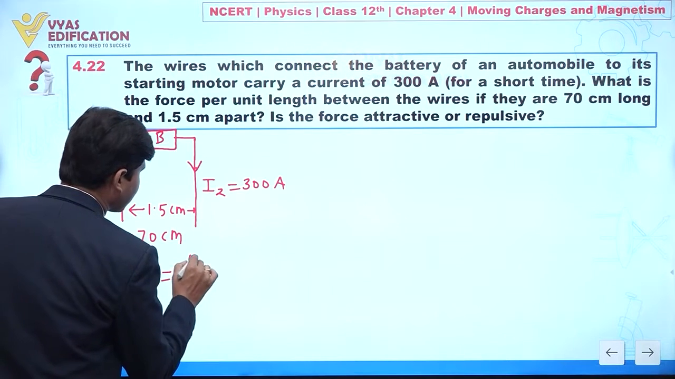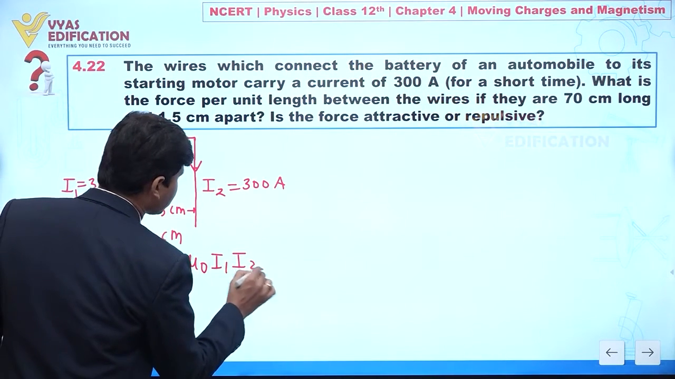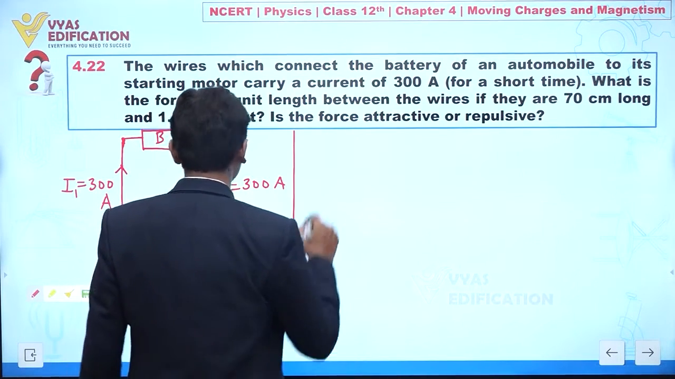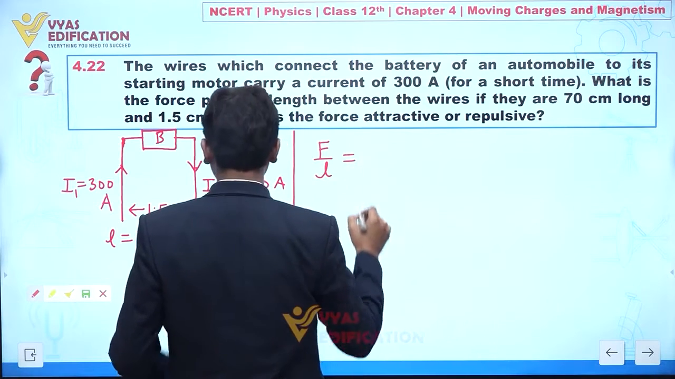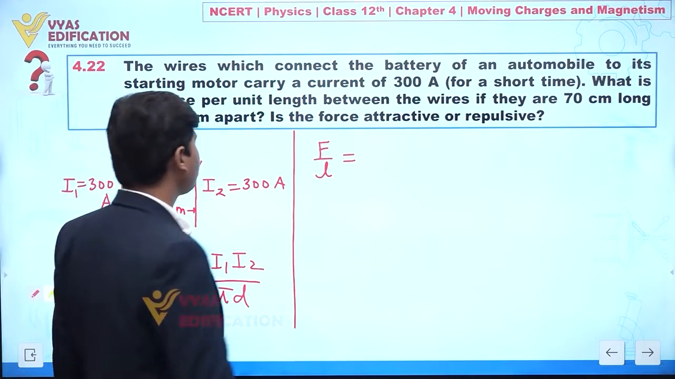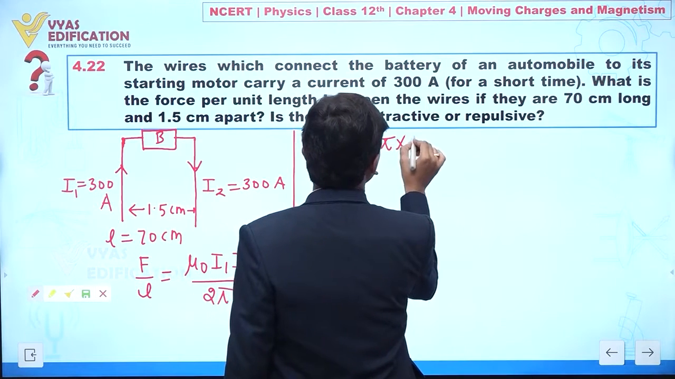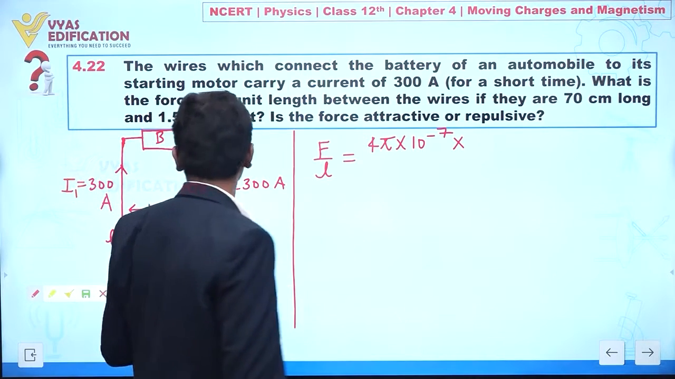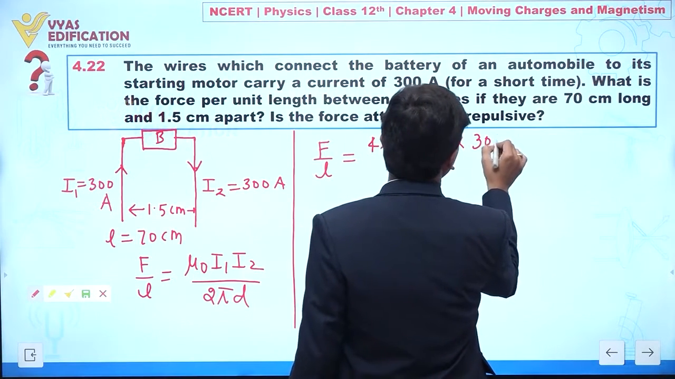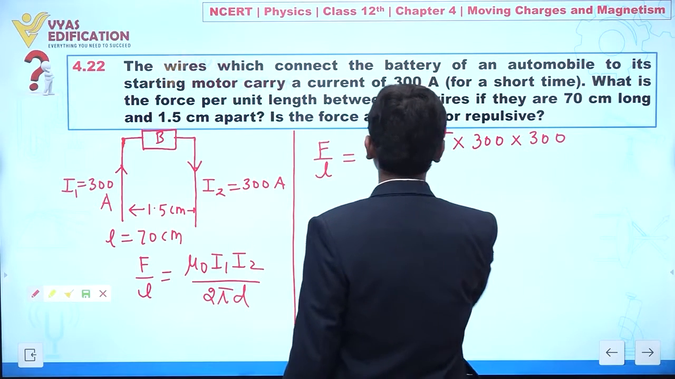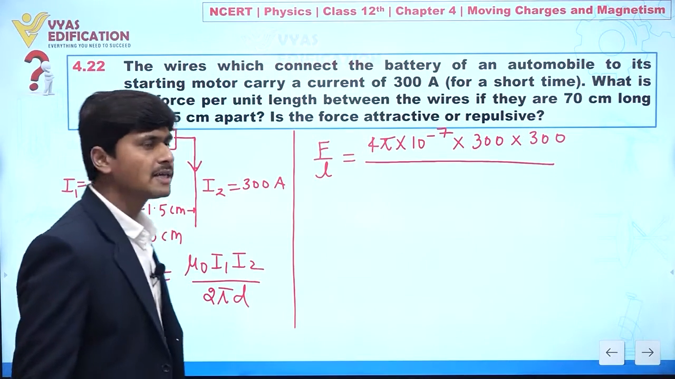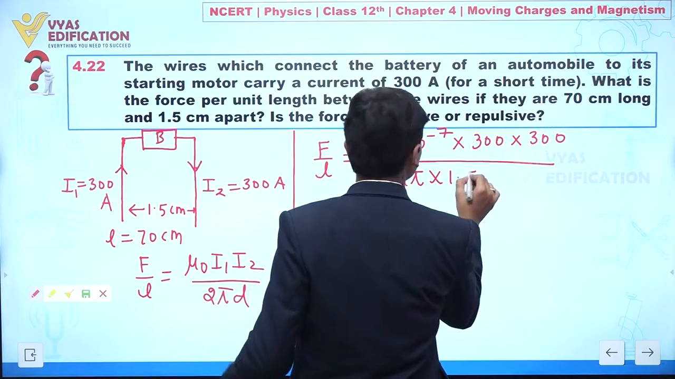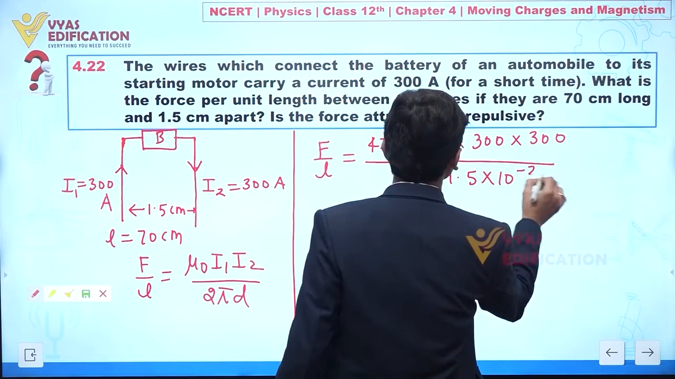Force per unit length is given by mu naught I1 I2 divided by 2 pi d. Clear? So from here we can calculate force per unit length. The value of mu naught is 4 pi into 10 to the power minus 7, multiplied by I1 I2. The value of I1 is 300, and I2 is also 300, divided by 2 pi d, so 2 pi, and the distance given to you is 1.5 into 10 to the power minus 2.